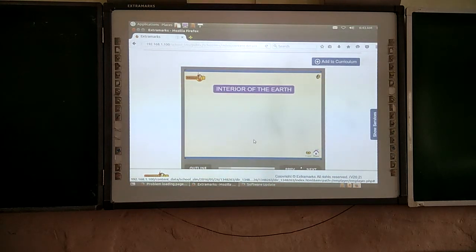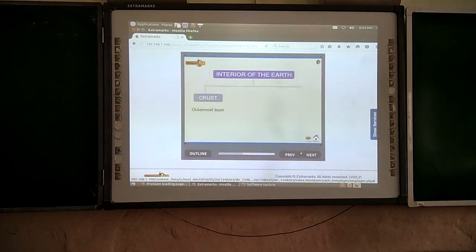Interior of the earth. The crust is the outermost layer. The mantle lies between the crust and the core. The core is the innermost and the hottest layer of the earth. The following animation will give a detailed explanation of the concept.